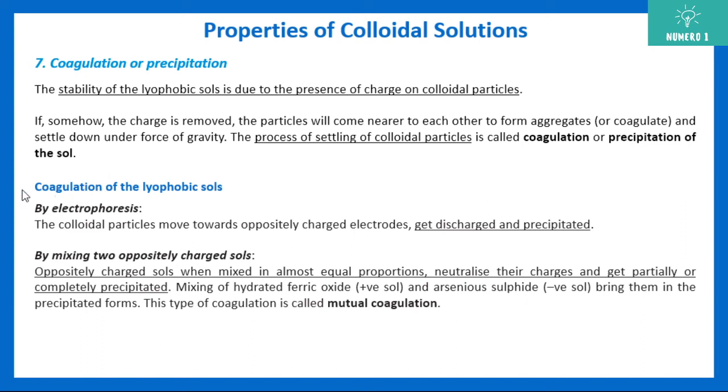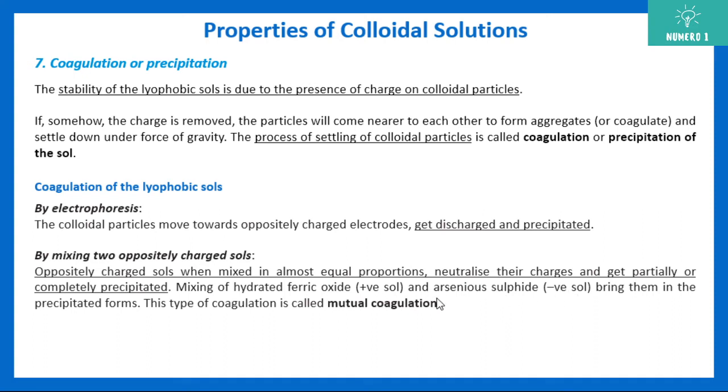Now, coagulation of lyophobic sol can be done by electrophoresis, because if you remember electrophoresis, we were moving the particles. So the colloidal particles move towards the oppositely charged electrode, they get discharged and get precipitated. Easy. Another way is by mixing two oppositely charged sols, let's say there is a positive sol and then there is a negative sol.